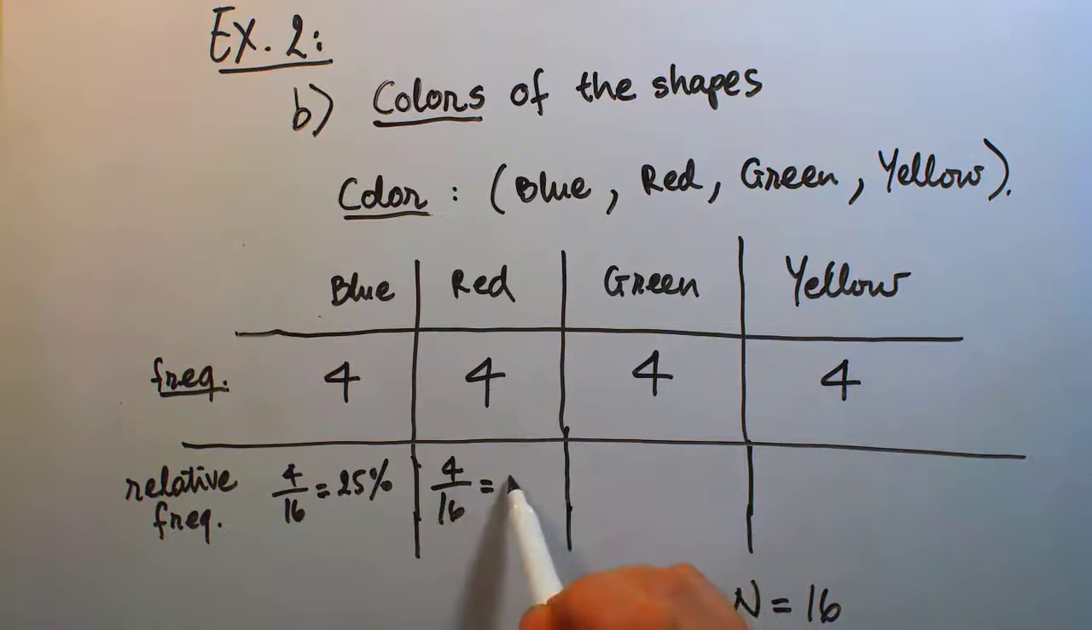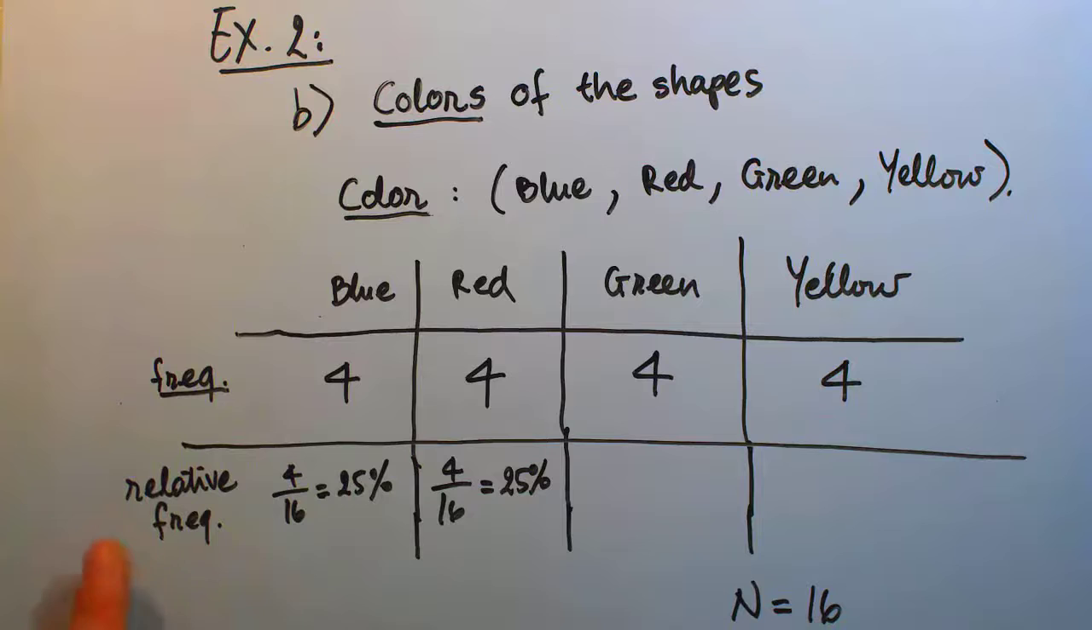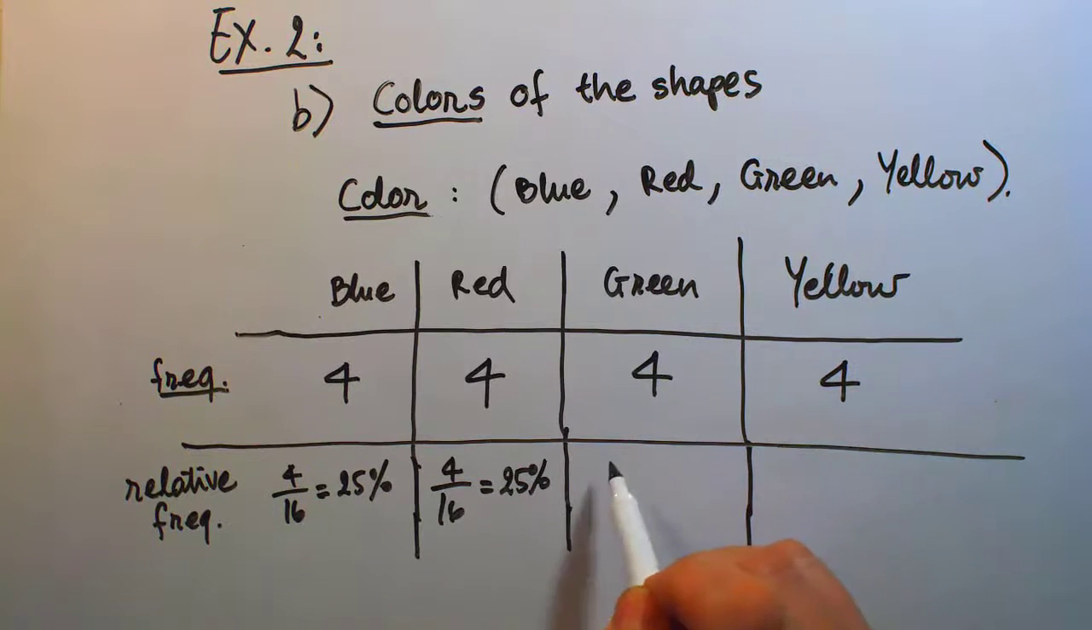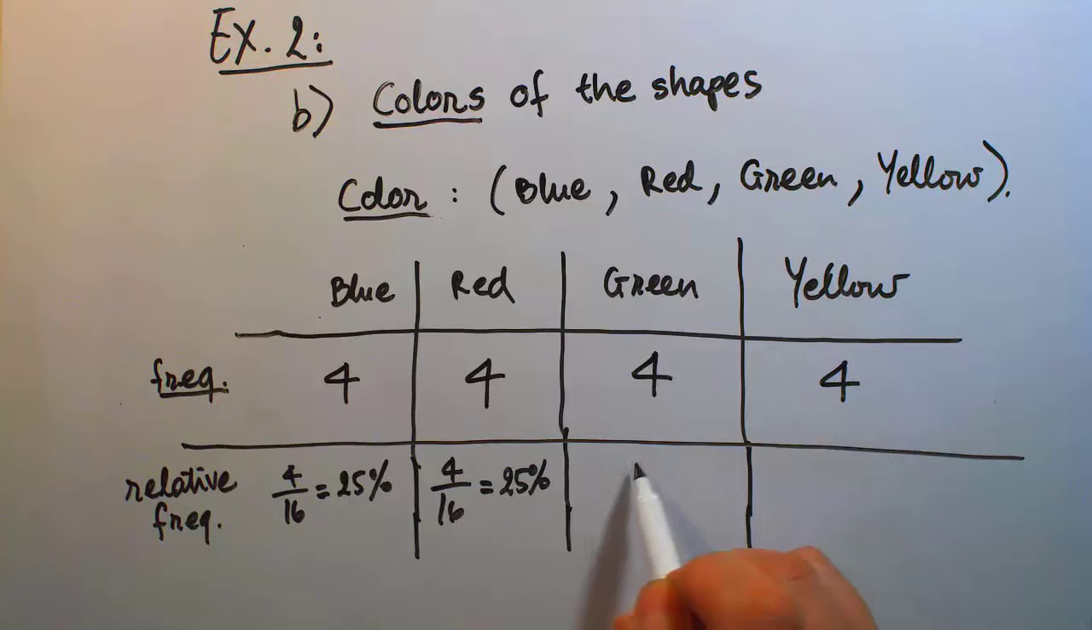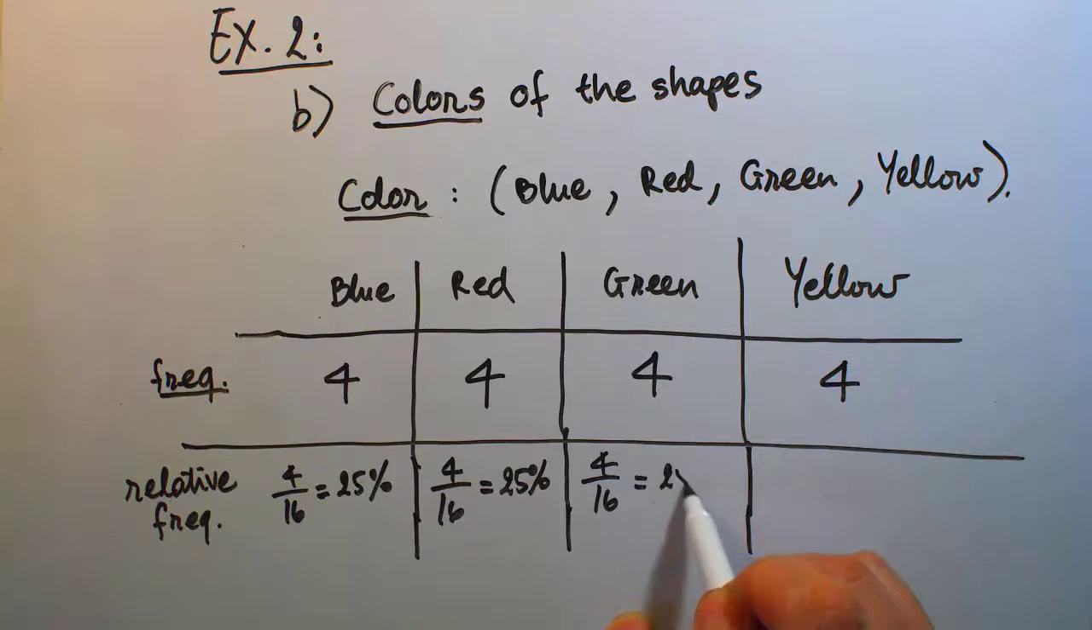And as a percentage, it's 25% of the data. So what it says here is relative to the entire data, and that's why it's called relative frequency, relative to the entire data. Blue takes 25% of the data. Relatively, red takes, those red shapes take another 25% of the data. Those green shapes right there take 4 out of 16, which is also another 25% of the data.